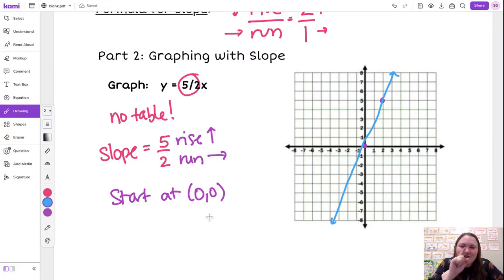In today's lesson, we're going to practice graphing equations like these using slope and rise over run. You ready for today's lesson?